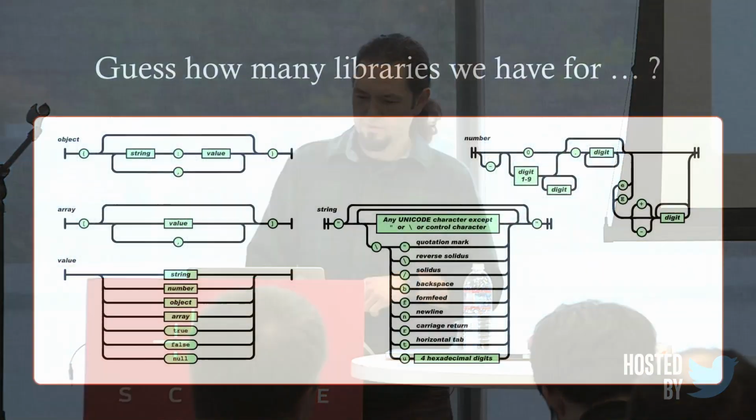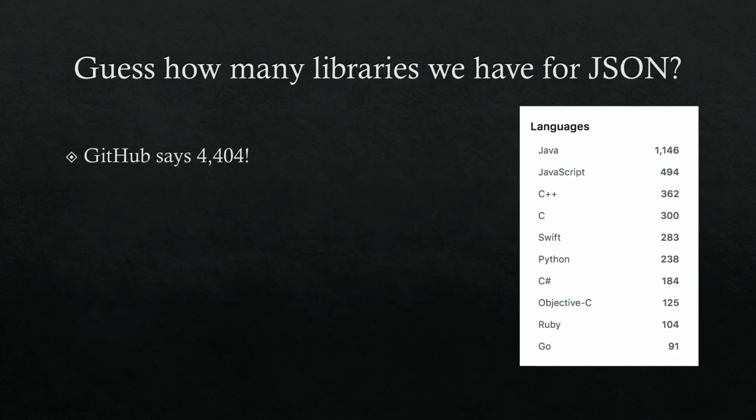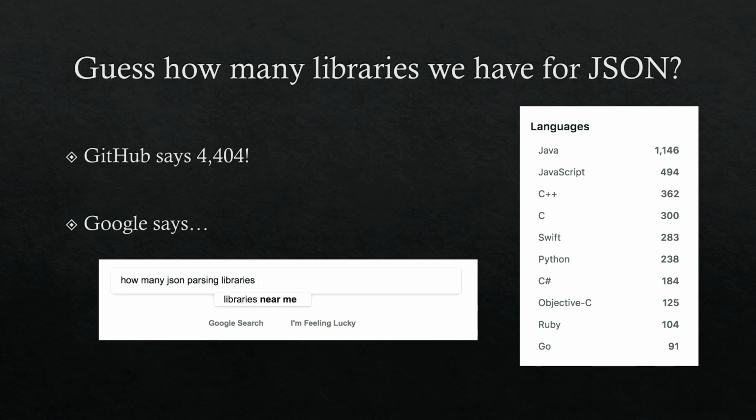So I want to end with this little joke. Does anyone recognize what this is? This is JSON. Cool, it's very simple. Now, how many libraries do we have to parse JSON? GitHub says 4,400 just on GitHub. And then Google says I can even find them near me. So it either doesn't parse my query well, which it most likely doesn't, or it literally says that I can find them.